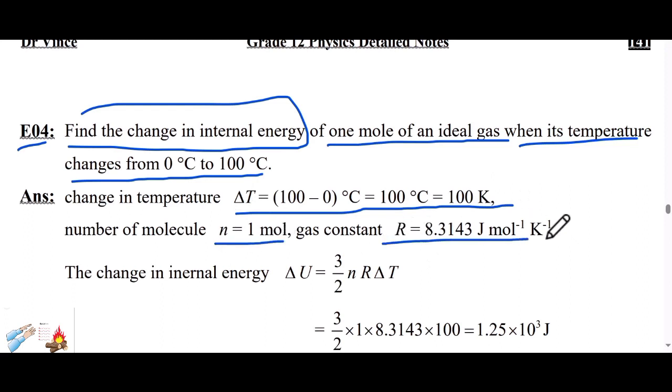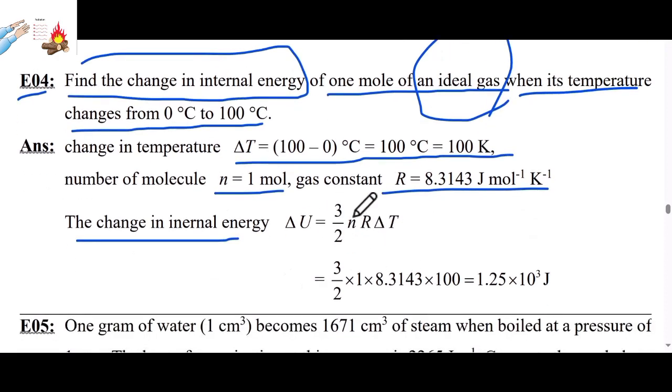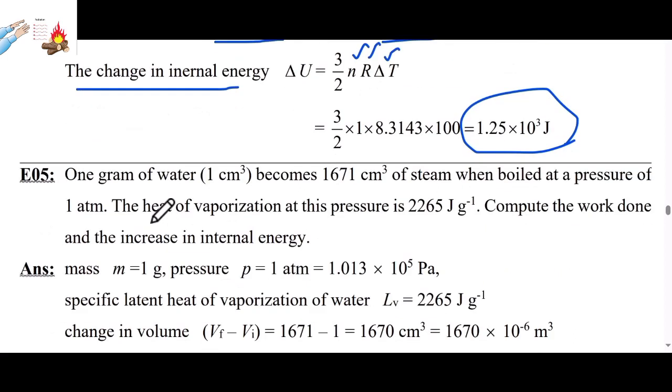R is the gas constant. The change in internal energy, delta U, is equal to 3 over 2 n R delta T, with n, R and delta T substituted in.